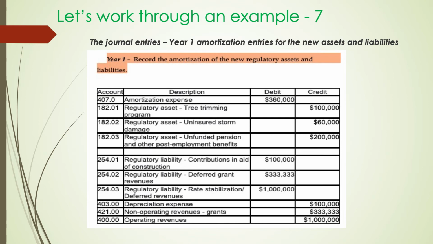These are recorded as reductions to depreciation expense for the contributions in aid to construction, as a non-operating revenue for recognition of the grants that are used in projects, and recognition of $1 million in revenues by using rate stabilization reserves. And we'll have a detailed example on all of these so you can see how the mechanics work of the calculation of these and why the recognition of these amounts are where they are.